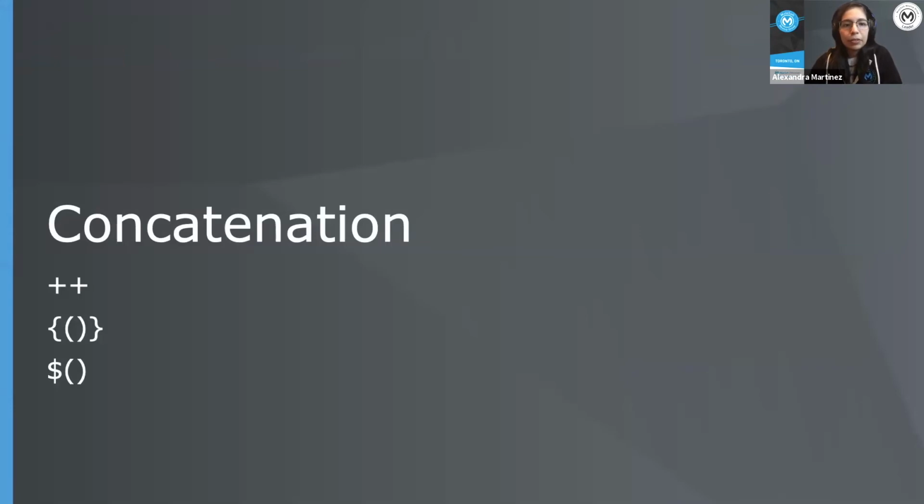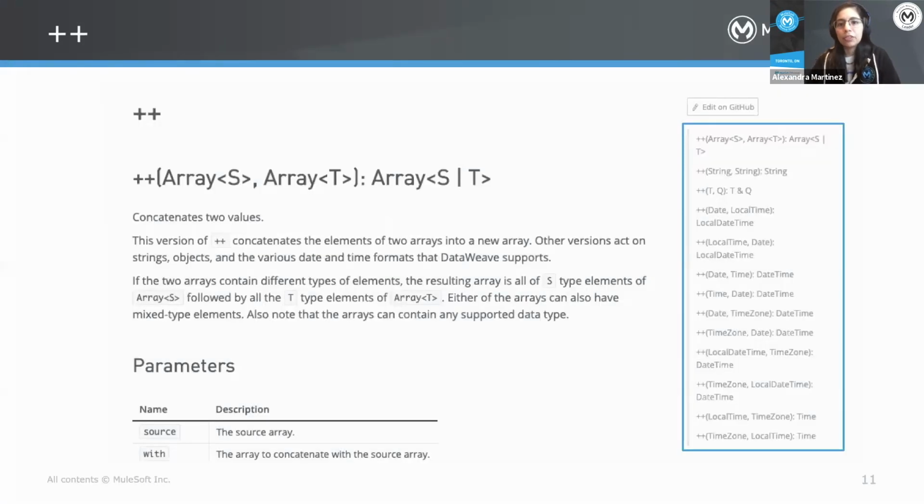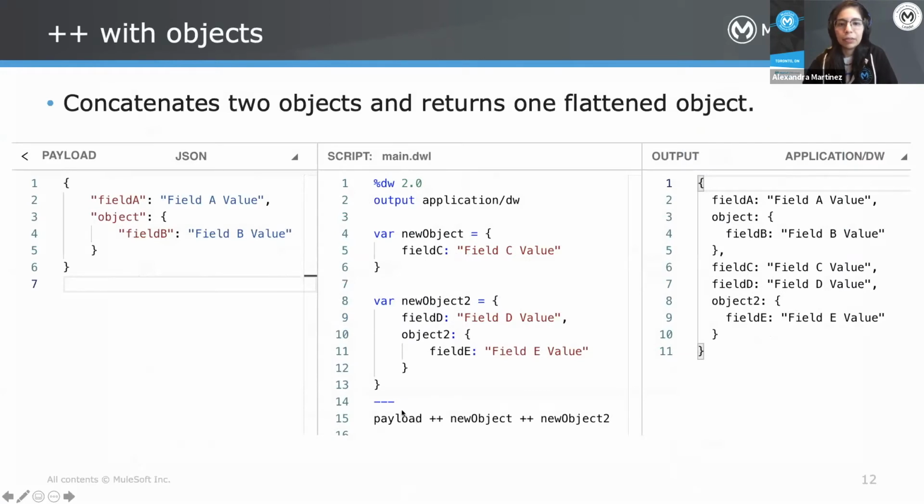So I am going to explain these three ways to concatenate strings or objects. The first one is using the plus plus function, which you may already know. You can concatenate all of these types of data. So you can have, for example, array and array, and it will output an array, or you can have a string and a string, and it will output a string. You can also have time, local time, time zone, and it's pretty simple to use. You just have to say whatever you want, plus plus the other thing that you want to concatenate.